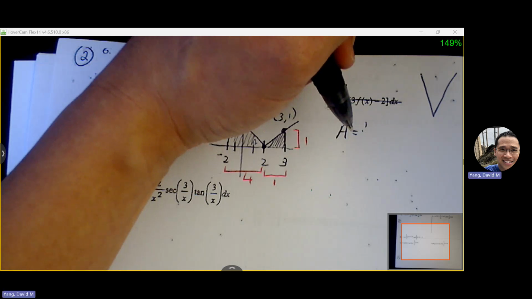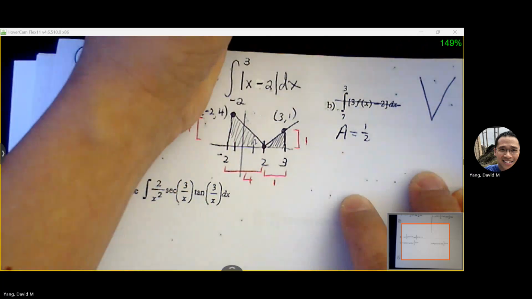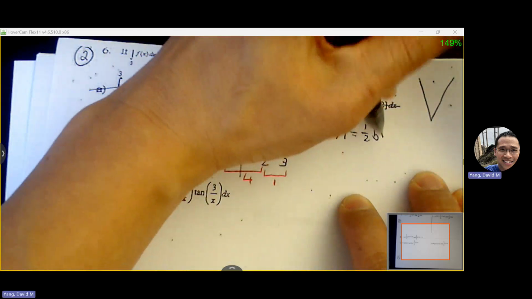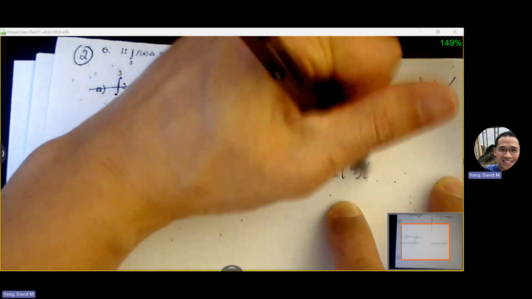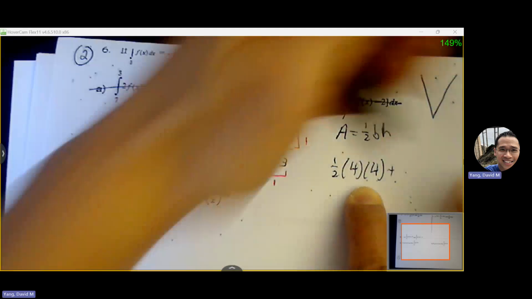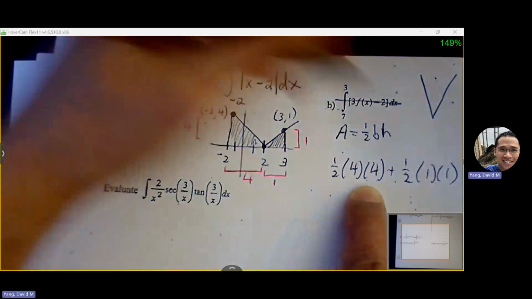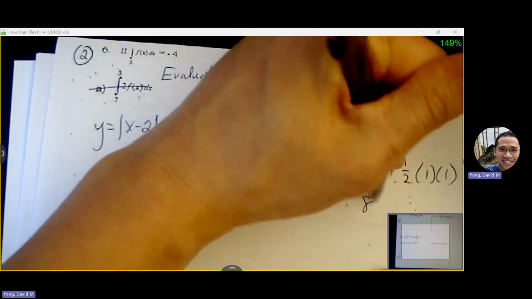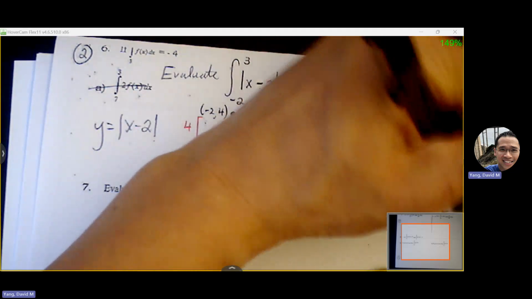Okay, so what's the formula for the area of a triangle? Area of a triangle is what? 1/2 what? Base times height. Yeah, so we've got to do that twice, right? So 1/2 base times height, 1/2 times 4 times 4, and then the other triangle, 1/2 base times height. So we have 16 over 2, which is 8, plus 1/2, so 8.5.